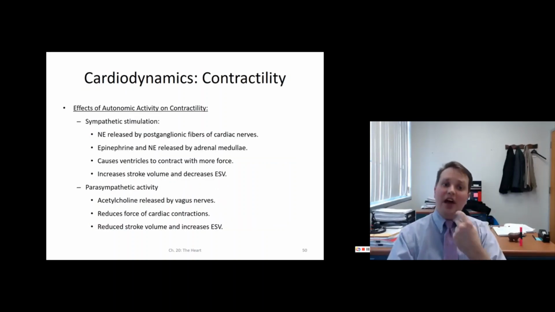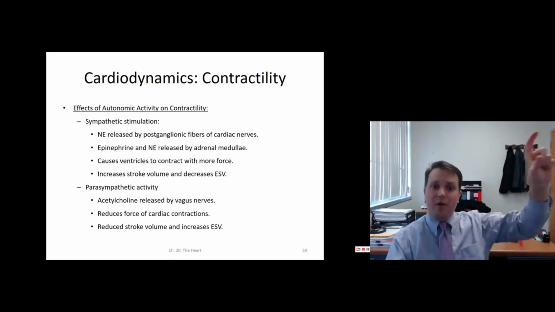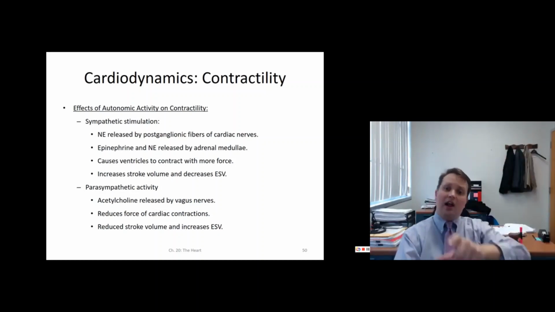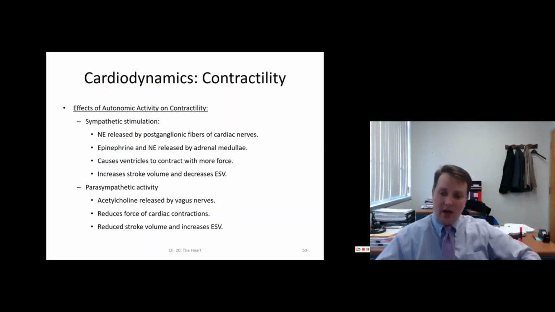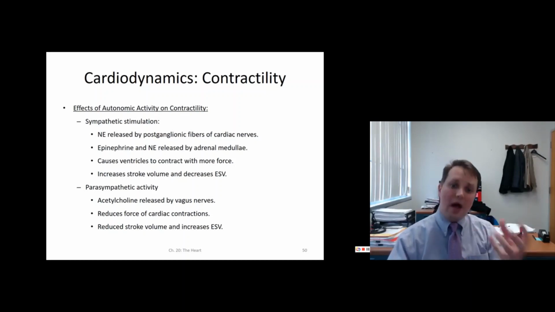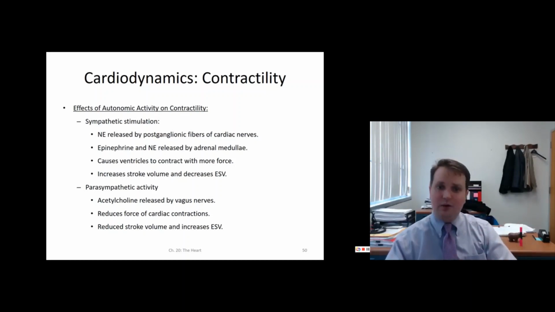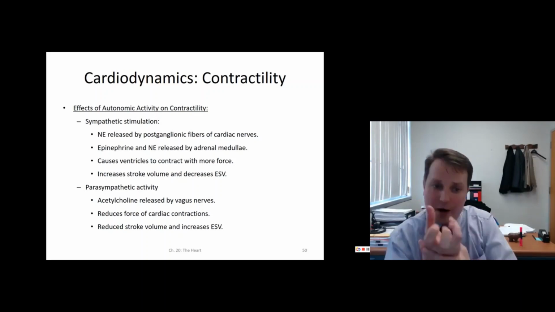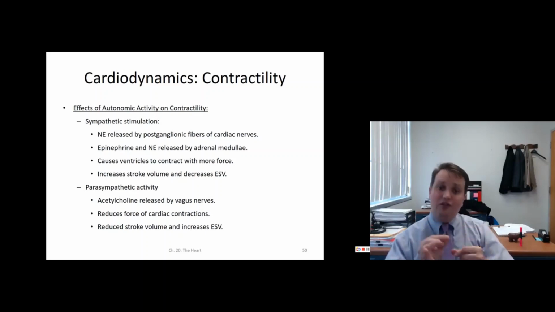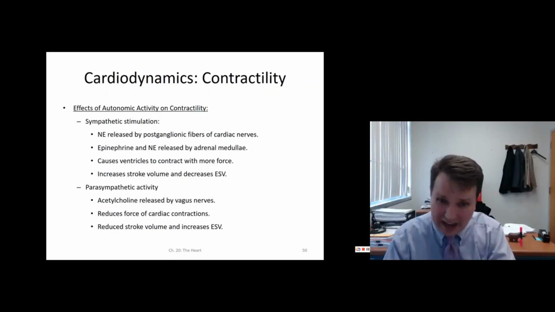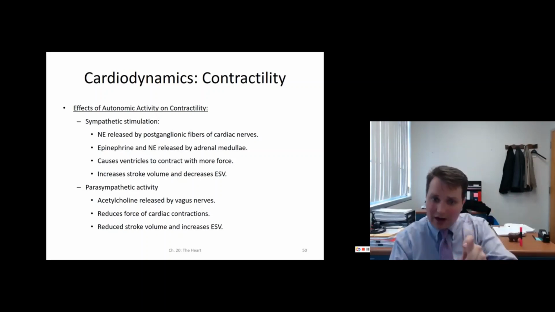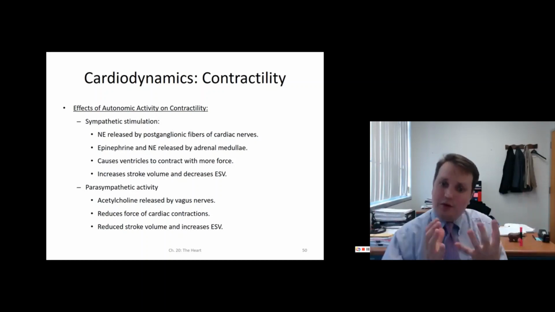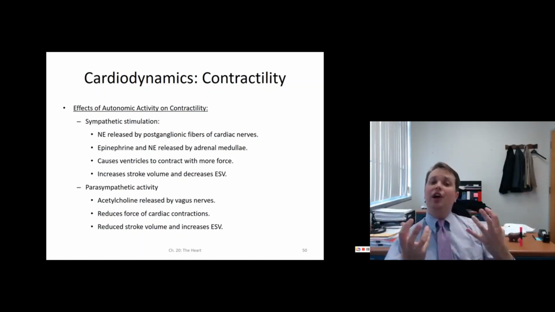Now, sympathetic stimulation uses norepinephrine from your postganglionic cardiac fibers, that's your cardiac plexus. It releases norepinephrine. And both epinephrine and norepinephrine can do this as well, especially through the suprarenal medulla or adrenal medulla. This will cause the heart muscle cells to contract with a greater force. Because through cAMP, you're going to bring in more calcium. Using cAMP that we talk about in endocrine, you're going to bring in more calcium, which is going to cause a greater force. Because calcium, remember, causes an increase in contraction.